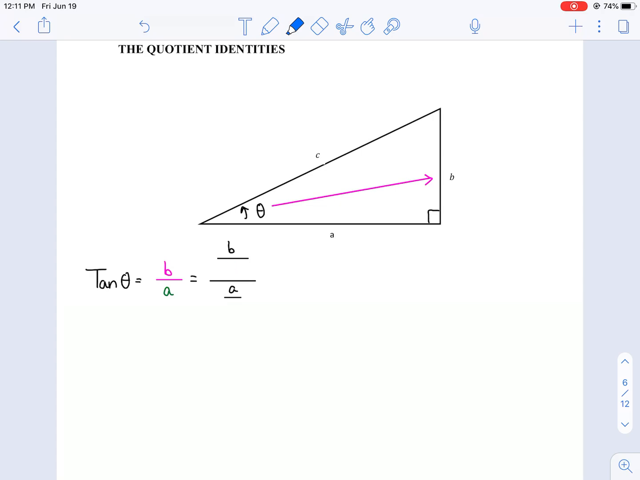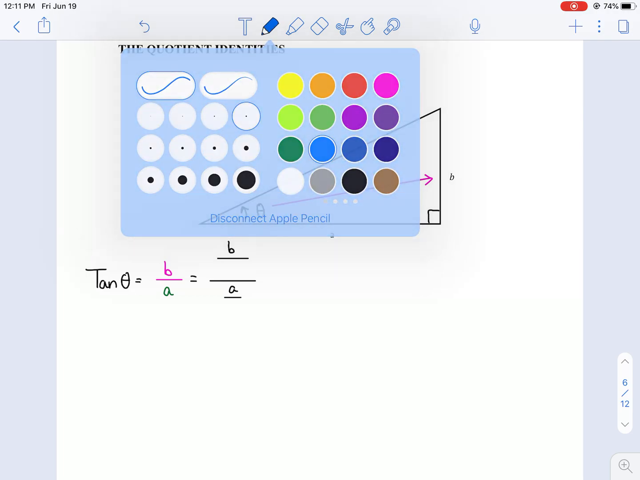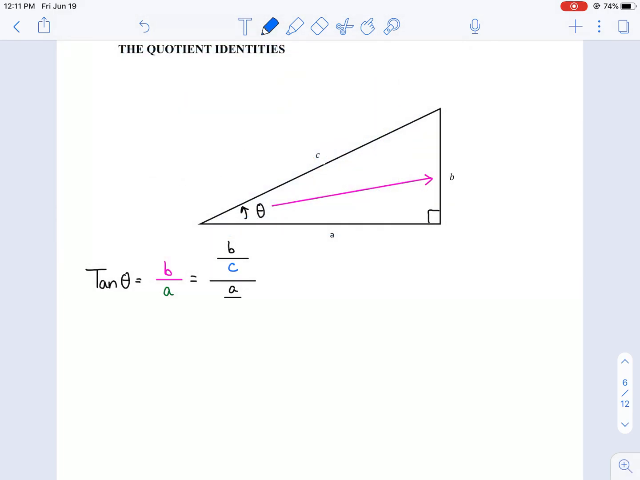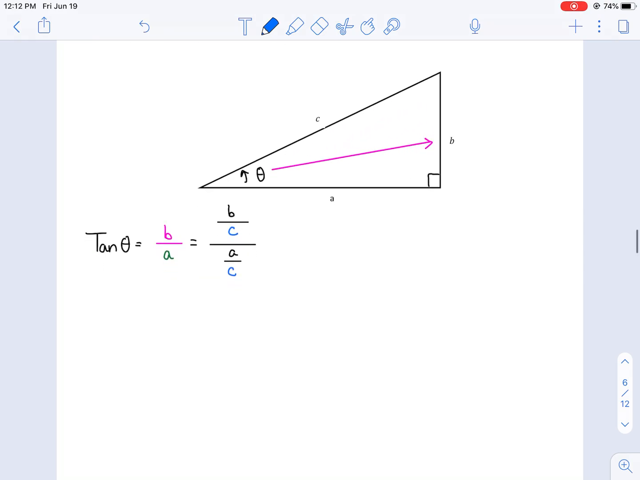So what I'm going to do is put a c here in this first denominator and a c in the second denominator. And to see that these two expressions are equal, note that b divided by c, divided by a divided by c, is equal to b over c times c over a. And since we have c divided by c, they cancel, and that is b divided by a.